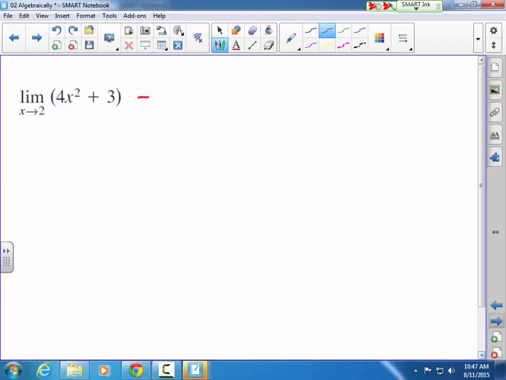Okay, I've already got this written down. Now, when I'm plugging in the number, I'm actually evaluating the limit. I am not going to write the limit as x approaches 2 again. I'm simply going to write 4 times 2 squared plus 3. I get 19. That's what you should be writing down there, okay? Or some of you are brilliant. You don't even need to write down the 4 times 2 squared plus 3, and you can just write down the 19. Those of you that didn't get 19, you have a problem.